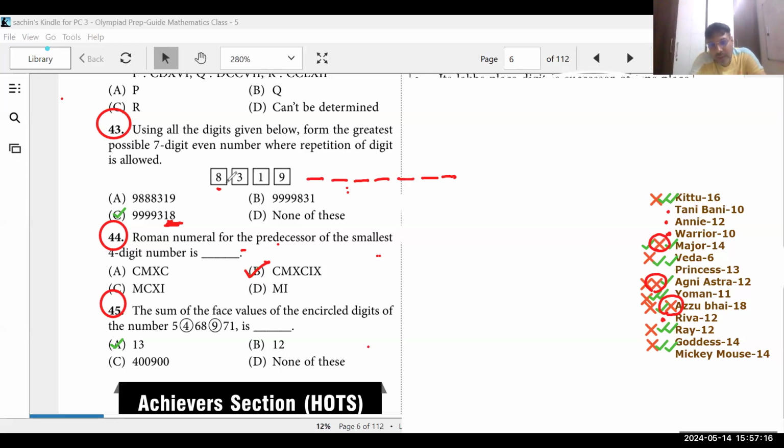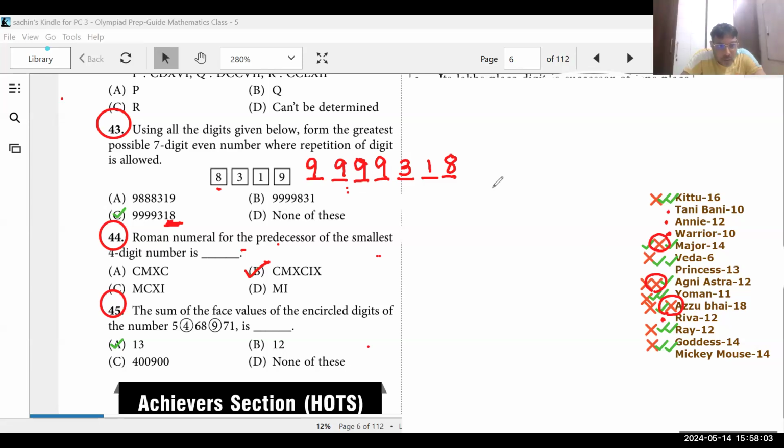Now there is only one even digit. So 8 will not come last because I don't have any other digits. Now 3 and 1, of course they are small, so I will fill them like this. Rest digits I will cover with 9. Understood, guys? Yes, sir. Okay.